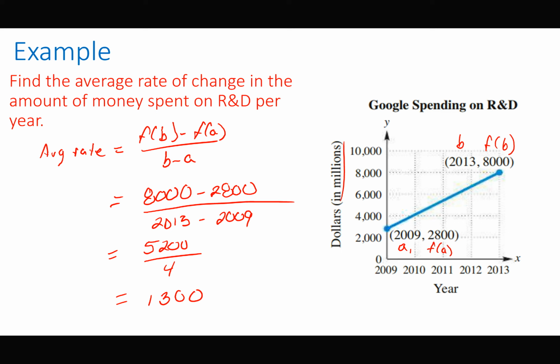What are my units on this? What's this 1,300 in the context of this problem? What does this represent? Well, let's look back at our fraction. What were the units on this numerator right here? Millions. What is the denominator? What do these numbers represent? The year. And so 1,300 is really 1,300 million per year as a dollar amount.